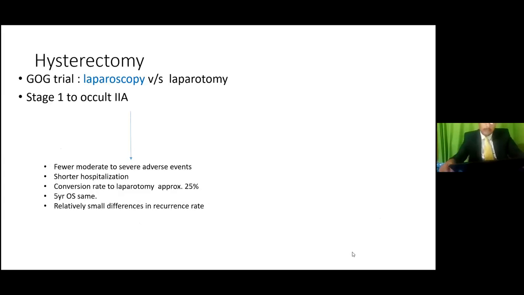So coming to the hysterectomy again, according to the Gynecologic Oncology Group trial, laparoscopy versus laparotomy was performed. Stage 1 to occult stage 2 tumors were taken, in which it was found that there were fewer moderate to severe adverse events and a shorter hospitalization stay with laparoscopic hysterectomy. The conversion rate to laparotomy was 25%, the 5-year overall survival was the same, and there were small differences in the recurrence rates.